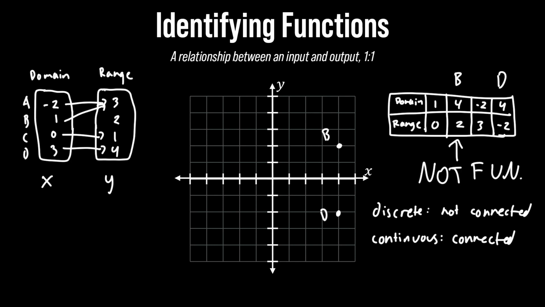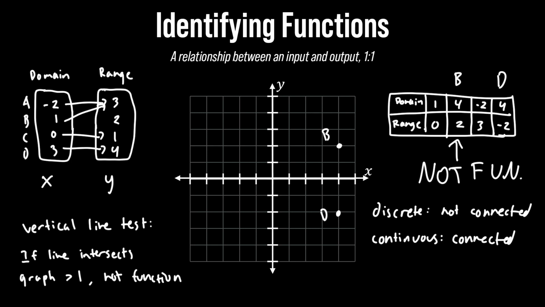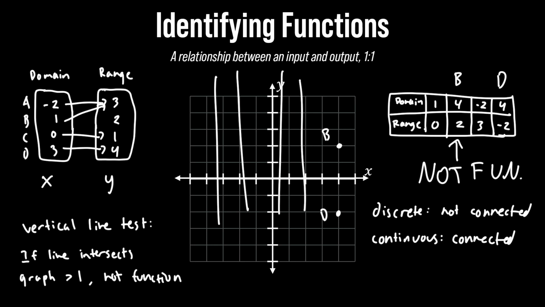And so what's a way that we can figure out if a set of data points, when graphed, is a function or not? We have the vertical line test. If the line intersects the graph more than once, it's not a function. So we can draw a vertical line anywhere on the graph here. In this case, we're doing it on the value of x that is 4. And in this case, it intersects B and D, which means that it's not a function.